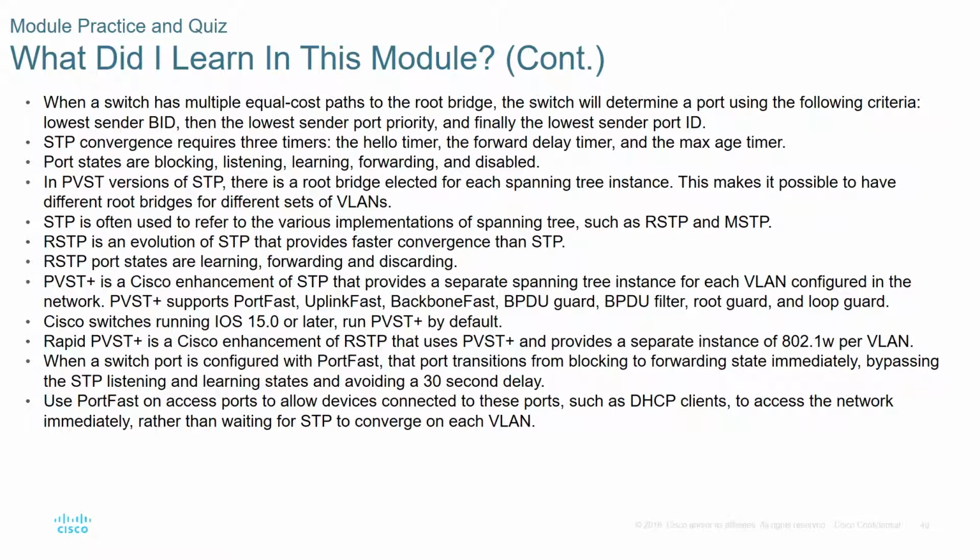Rapid PVST plus, Rapid per VLAN spanning tree plus, is a Cisco enhancement of rapid spanning tree protocol that uses PVST plus and provides a separate instance of the 802.1w per VLAN.